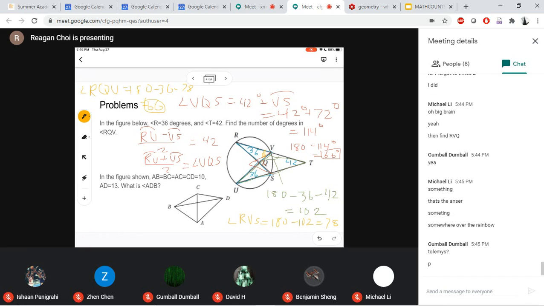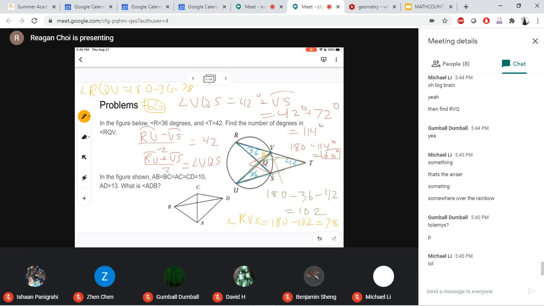Ptolemy's. We didn't learn Ptolemy's yet. I mean, I know we used power of a point before we learned it, but we were not going to use Ptolemy's before we learned it. I don't think any of the problems here actually use Ptolemy's, because I just didn't have any questions. I don't know. We'll see.